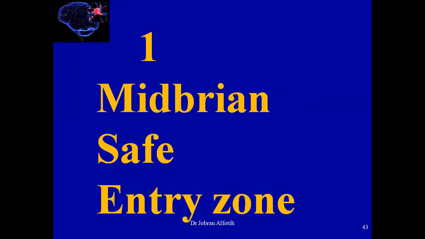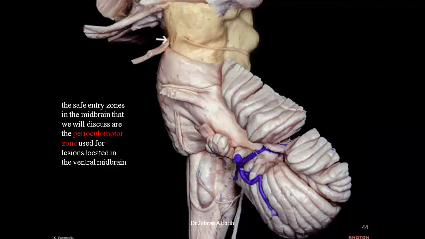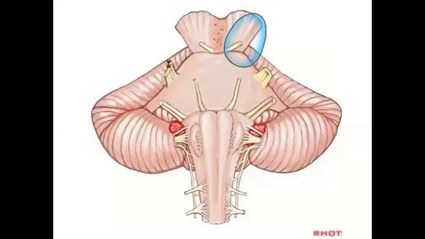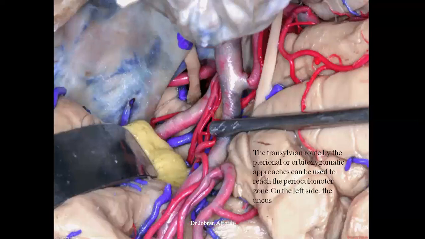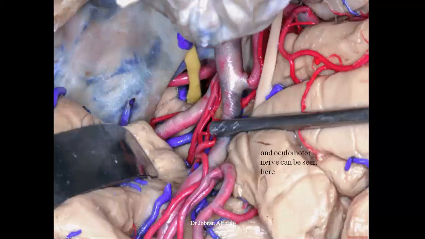We firstly talked about the perioculomotor zone in the midbrain, and we said it's very important for ventral lesions in the midbrain. The most important approach to reach the perioculomotor zone is a Sylvian approach.